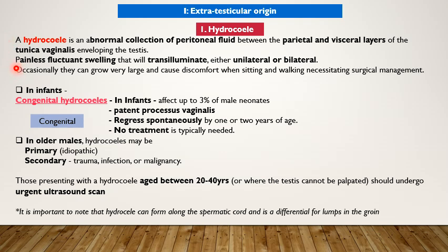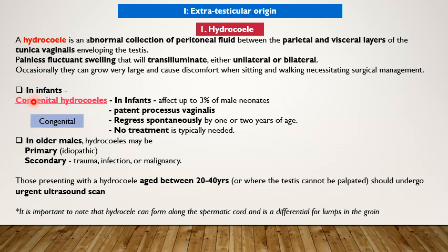It usually presents as a painless, very important, painless fluctuant swelling because its fluid is fluctuant, and that will transilluminate. And this transillumination test is a very important test to diagnose hydrocele, and it's especially important in children, which I'll show you some pictures. It can be either unilateral or bilateral, but usually is unilateral. Occasionally, it can grow to a very large size and cause severe discomfort that may compromise the patient's walking, and these cases may have to go for surgery.